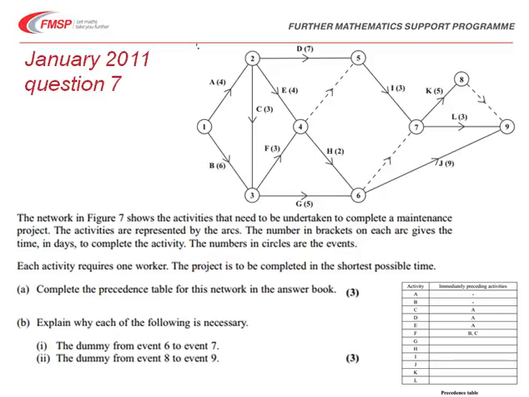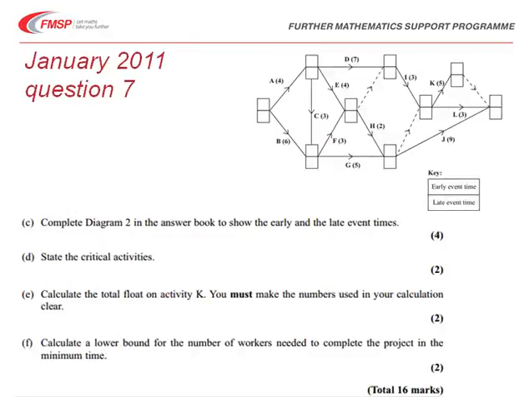Each activity requires one worker and we need to complete the project in the shortest possible time. In the first part of the question we have to complete the precedence table, which is in the answer booklet if you're doing the exam, and explain why each of the following is necessary: the dummy from event 6 to 7, and the dummy from event 8 to event 9. The question then asks us to complete diagram 2 in the answer booklet to show the early and late event times, state the critical activities, calculate the float for activity K, and finally calculate a lower bound for the number of workers needed to complete the project in the minimum time.